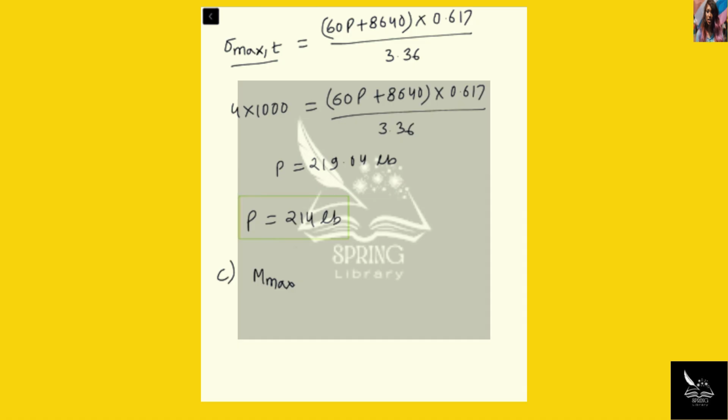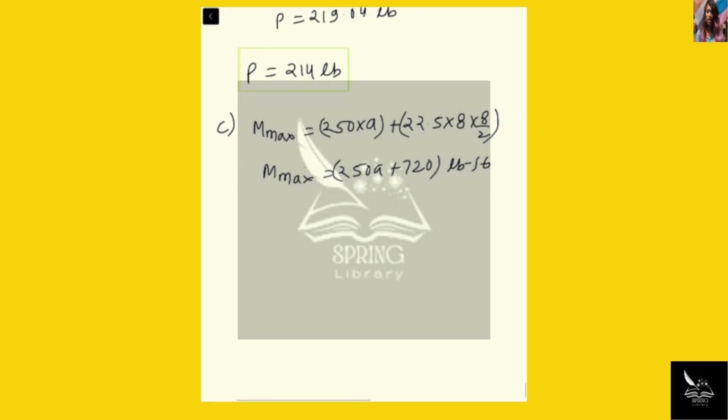Okay, now moving to part C. So the maximum bending moment for the cantilever beam about point A, for this condition, Mmax will be equal to 250 multiplied by A plus 22.5 multiplied by 8 multiplied by 8 by 2. So this will be equal to 250A plus 720 lb feet.